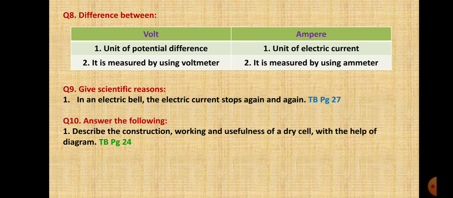Then you will come to the next line. There is another layer inside. An electrolyte is filled between these two layers. The electrolyte contains negatively charged and positively charged ions. These are the carriers of electricity. The electrolyte is a wet pulp of zinc chloride and ammonium chloride.